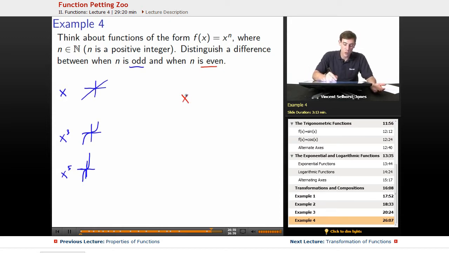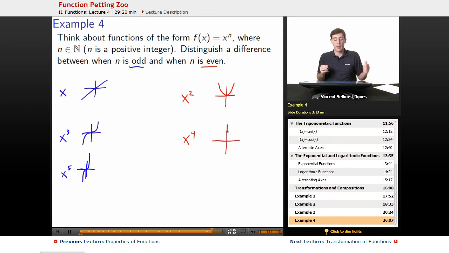Say we've got x squared. Well, we know what that one looks like. Just looks like a parabola. X to the fourth. Well, like a parabola, but it grows even faster, right? By the time we get to positive 2, instead of just being at 4, we're at 16. So it grows really fast. Not quite as fast as x to the fifth, but faster than x cubed.